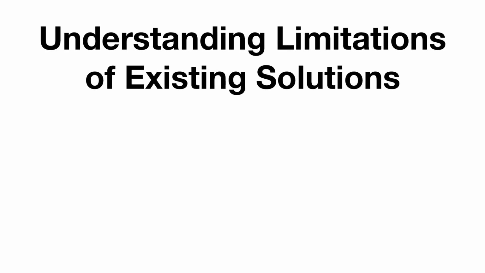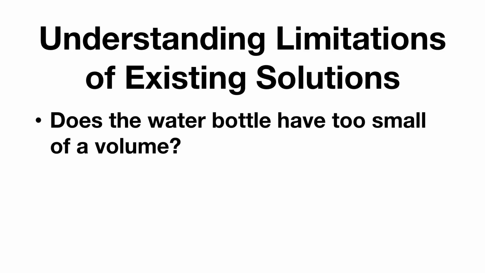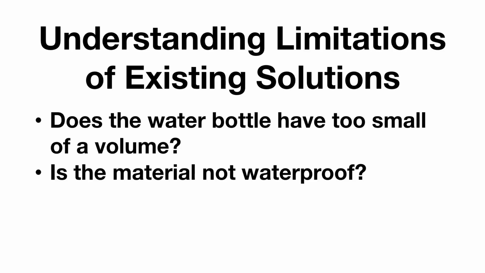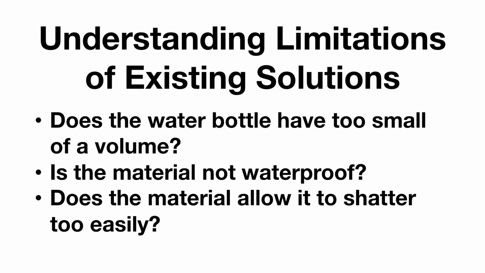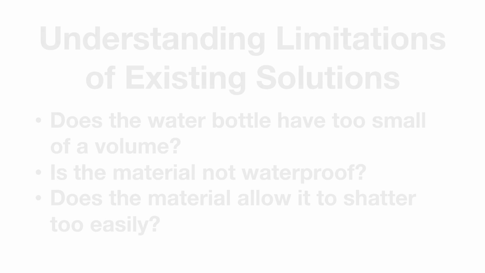It is also important to understand the limitations of existing solutions, and you'll need to understand what might limit a solution from being adopted, such as, is the water bottle too small of a volume? Is its material not waterproof? Or does the material allow it to shatter too easily? It's important to understand the limitations of existing solutions. This usually presents itself in desired features that may be absent. In order to figure out which features are missing from current water bottles and what swimmers might want, talk to some swimmers.